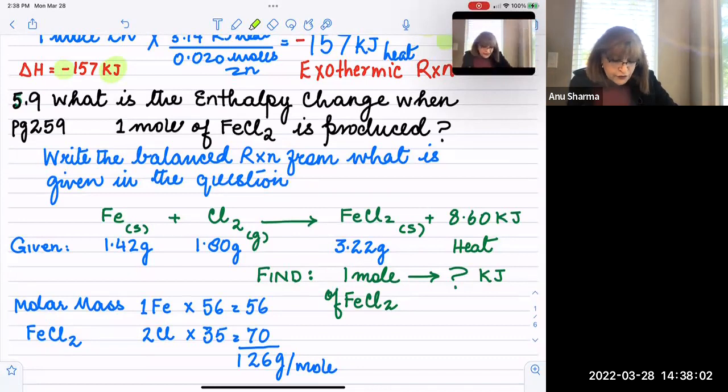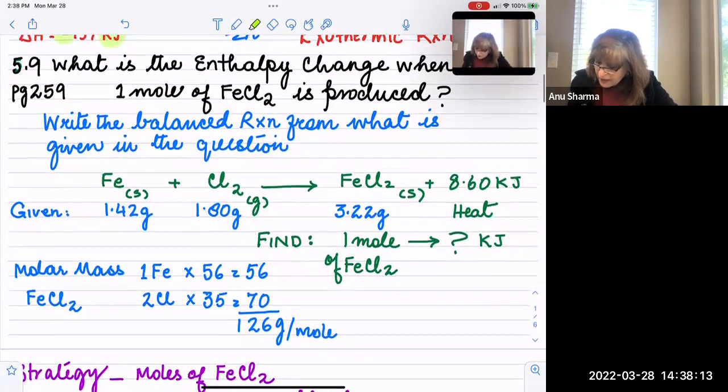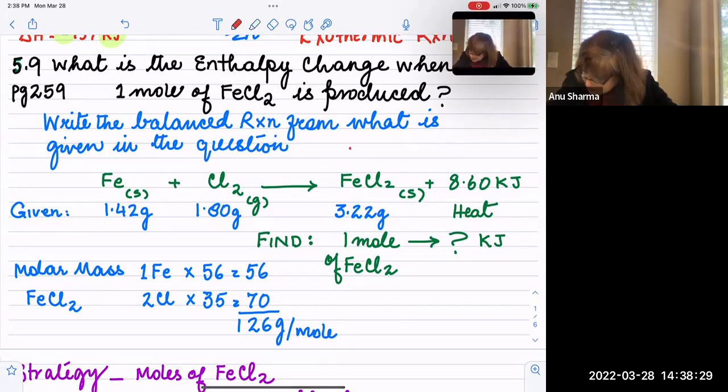In this case, first write the balanced equation, which is not given to you. So you write a balanced equation first, and then write down what is given. So we are given iron in its solid state, reacting with chlorine in the gaseous state, giving you FeCl2 in a solid state, and the heat is released. So this is, as you can clearly see, an exothermic reaction.